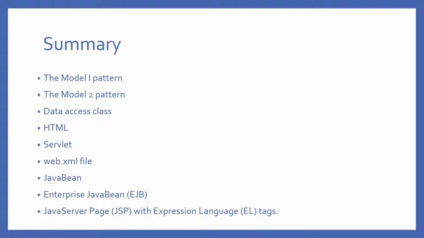Summary. The Model 1 pattern uses JSPs to handle all of the processing and presentation for the application. It's generally considered a bad practice. The Model 2 pattern, also known as the Model View Controller, MVC, pattern, uses business objects to define the model, HTML pages and JSPs to define the view, and servlets to act as the controller.